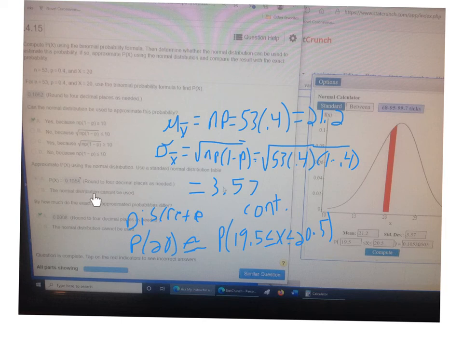I know it differs by 1 digit, but it'll accept this one. This is actually a little bit more accurate than, say, what the table would give you. If you use the table, this is actually a more accurate answer, and the computer will accept it. Hope this helps.